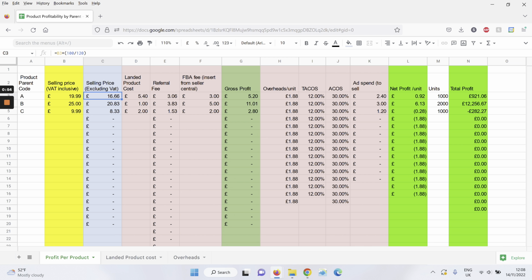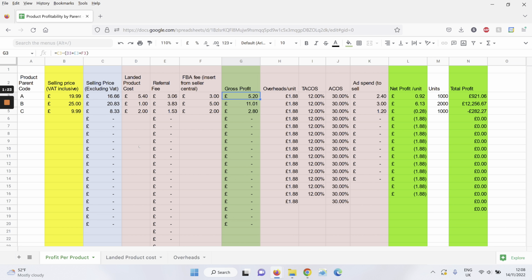Okay, so that's that. And then we are going to use the landed cost price of the product, and the referral fee. Then we have the FBA fee, which you will insert from Seller Central. How much is Amazon charging you? And then you have your gross profit. Okay, so the formulas are already in. You don't need to change anything here.